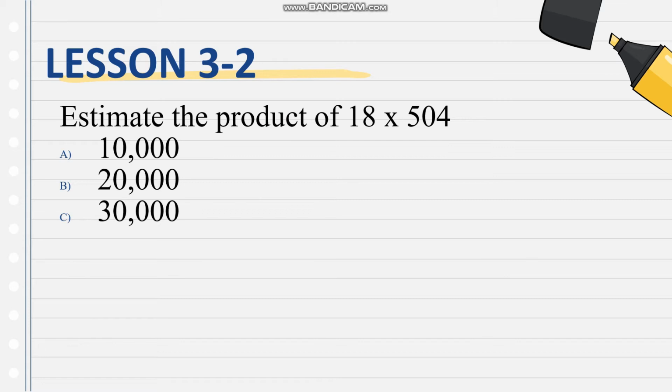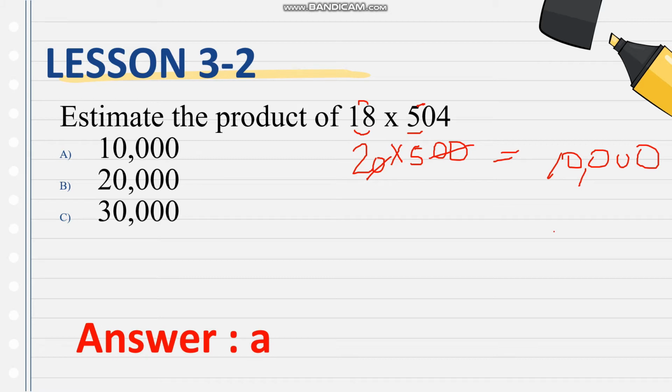Estimate the product of 18 multiplied by 504. So estimating, if I'm going to use rounding, 18 is nearest to 20 because 1 is followed by 8. So we need to add 1 to 1. Then 5 is followed by 0. So this is 5. Then the rest of the digits become 0. So 504 is nearest to 500. 18 is nearest to 20. So 20 multiplied by 500. The shortcut way is you cancel all the zeros and put them into the product. Then 5 times 2 is 10. So the answer is 10,000, which is letter A.